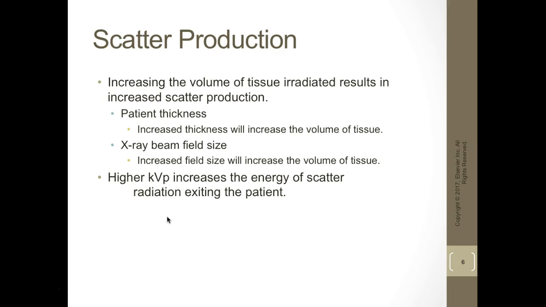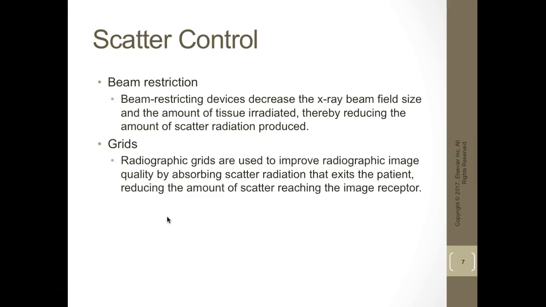So increasing the volume of tissue irradiated results in increased scatter production. So if the patient is thicker, you're going to have more scatter, and it's also dependent on your X-ray beam field size, so we want you to collimate as much as possible. And higher kVp increases the energy of the scatter radiation exiting the patient.